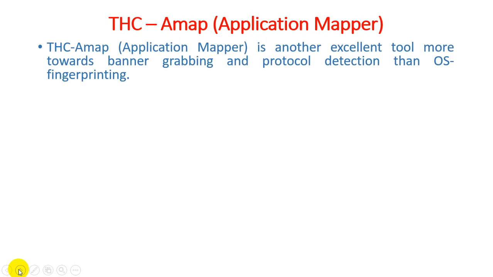THC AMAP, the applications mapper, is another excellent tool, more towards banner grabbing and protocol detection than OS fingerprinting. What is banner grabbing and protocol detection? If you have any doubt regarding banner grabbing, then please watch my unit number 1 video number 5. It's really helpful for identifying the basic terminology of banner grabbing. So this particular THC AMAP, or applications mapper, is really useful for banner grabbing and protocol detection.